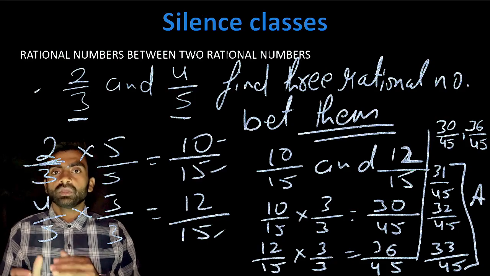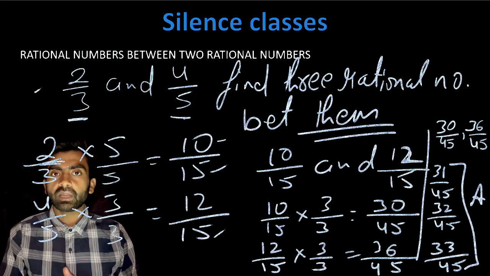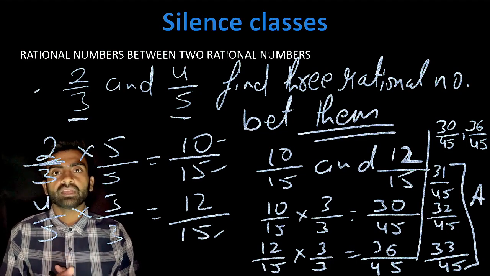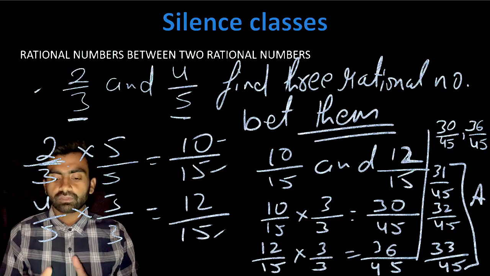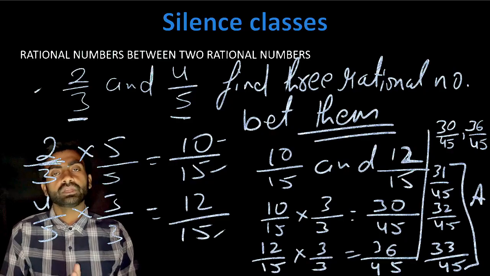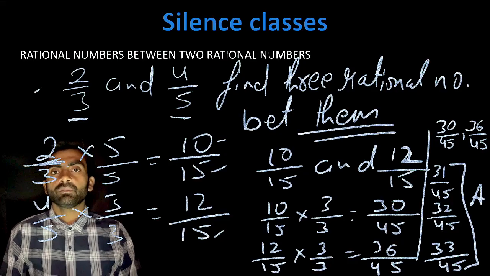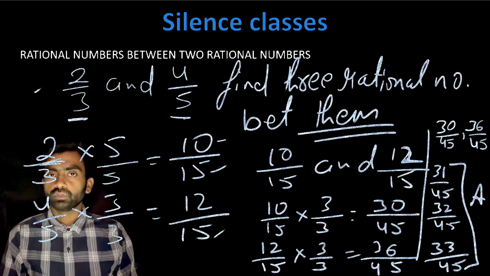Otherwise, you have to multiply the numbers by the count of rational numbers asked from you. If they are asking to find 7 rational numbers between them, multiply the rational numbers by 7. If they are asking for 8 rational numbers, or 10 rational numbers, you can multiply by 10. So you can easily find them.